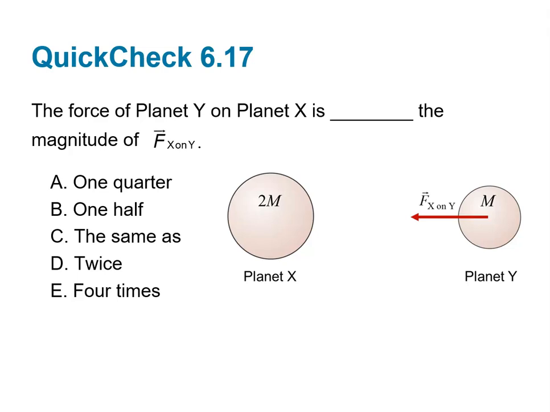Okay, so let's look at this one. The force of planet Y on planet X is blank the force of X on Y. Well, the forces always occur in pairs, and those pairs are always equal and opposite. The force doesn't depend on the differences in the mass. So the force of X on Y is equal to the force of Y on X. So they would be the same. That would be C.